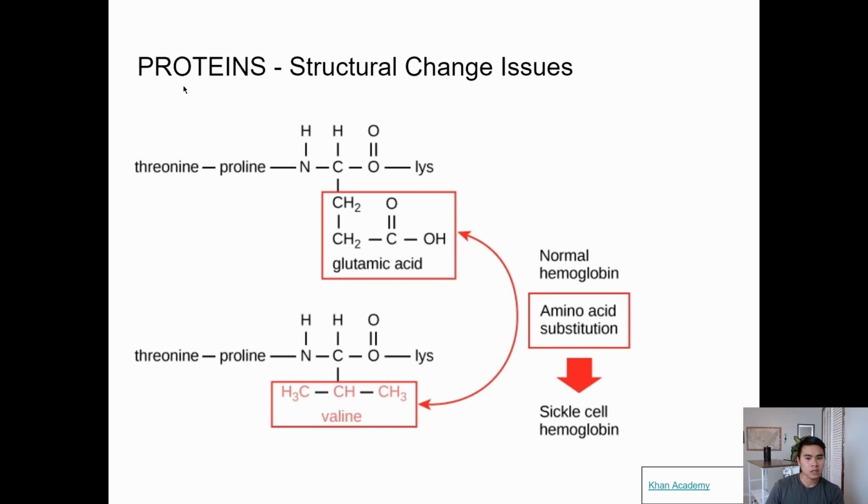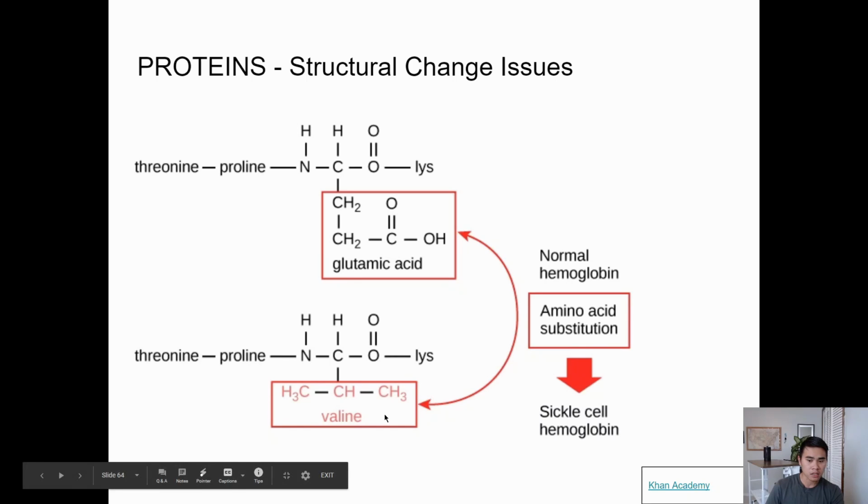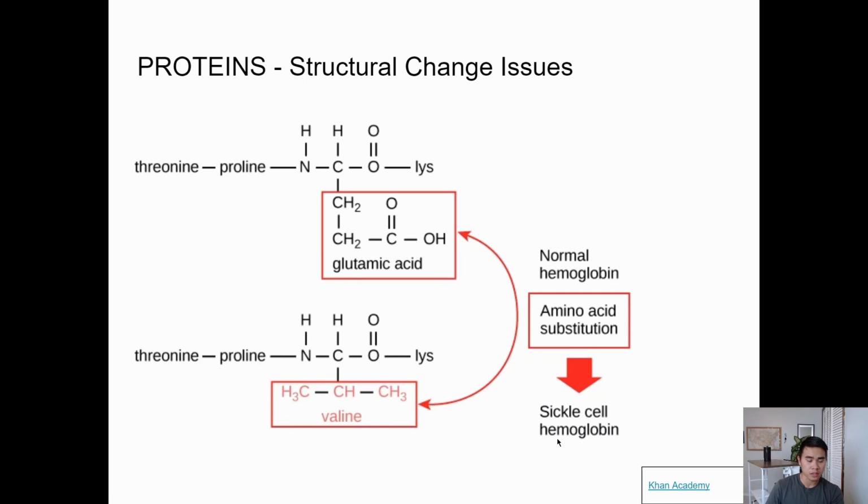So here we have normal hemoglobin. But now, instead, we're going to change glutamic acid to valine. So you have an amino acid substitution. Instead of this, you have this. And that creates a sickle cell hemoglobin.